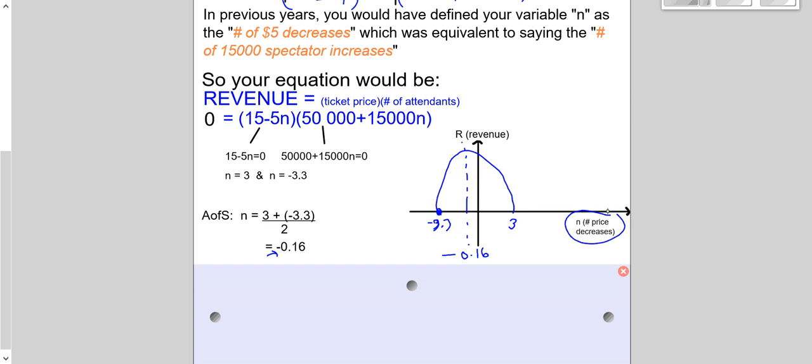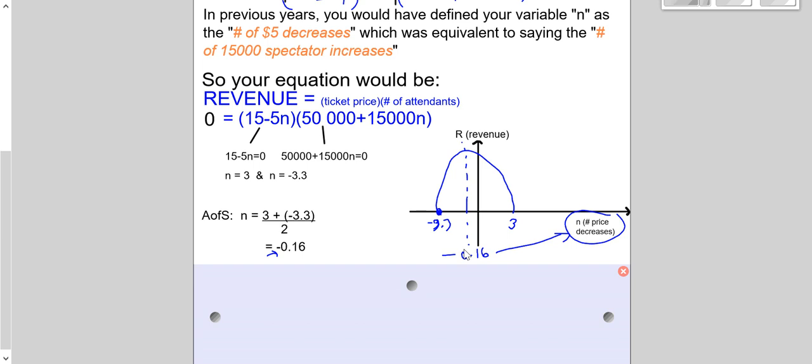Now, what does that mean? What does that negative answer actually mean? That's not the negative revenue. That's not the price you're selling it for. It actually would mean, so think about it for a second. Pause the video if you want to think about it longer. Pause it right now if you want to think.